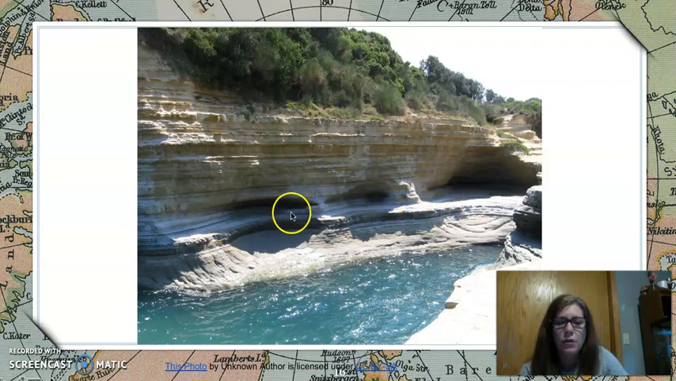But you can tell that there are smooth areas where rock isn't normally smooth. It's usually going to be kind of bumpy. So the water has impacted this area here.